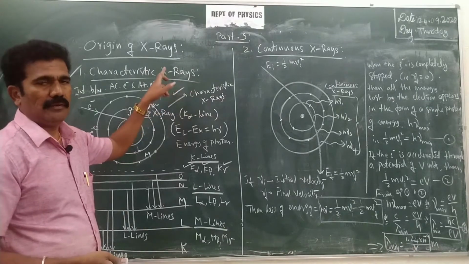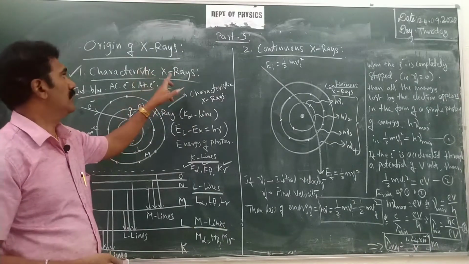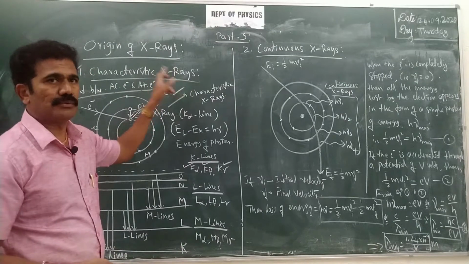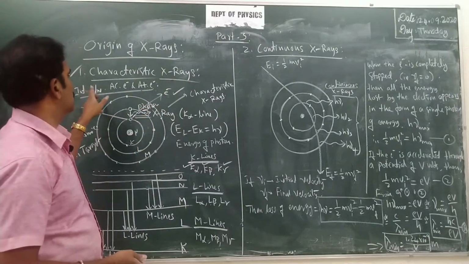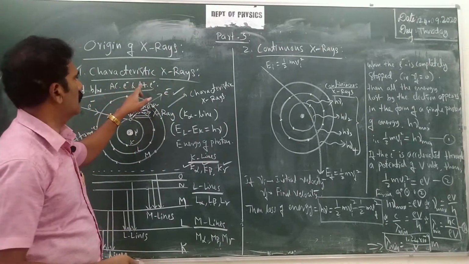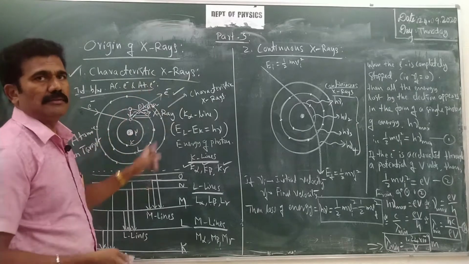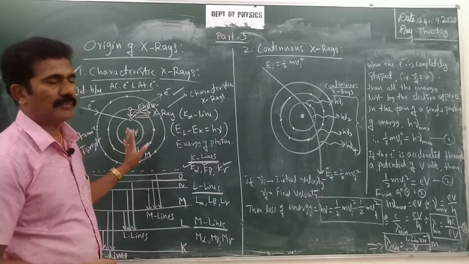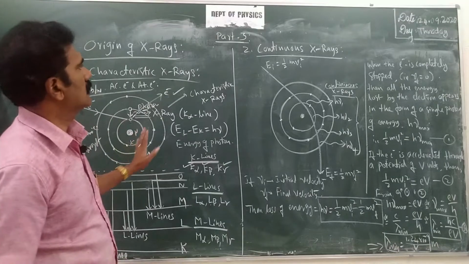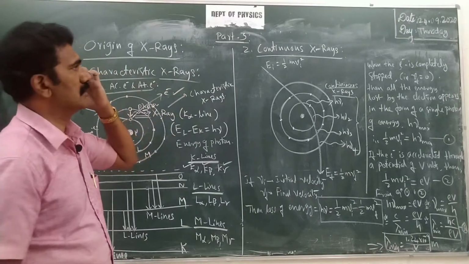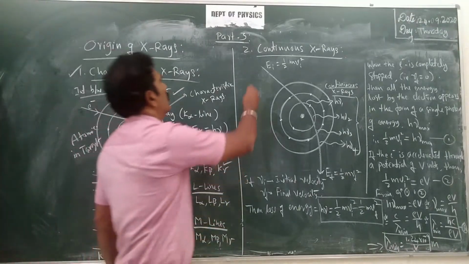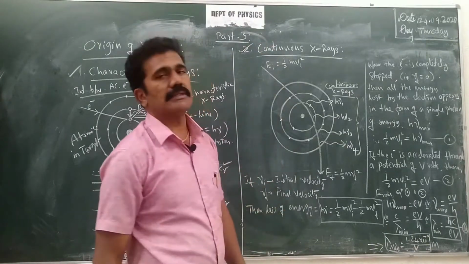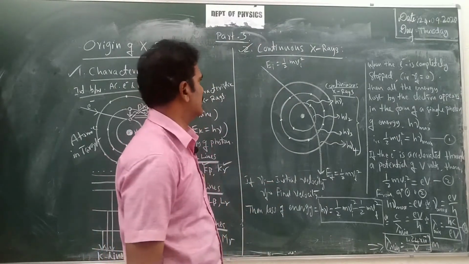Clear? So the mechanism of production of the characteristic X-rays is due to the interaction between, as I said, the excited electron and the atomic electrons present in the target. Is it clear? Now let us consider the second type of X-rays produced in the Coolidge tube. See, this is the continuous X-ray, the origin of continuous X-rays.